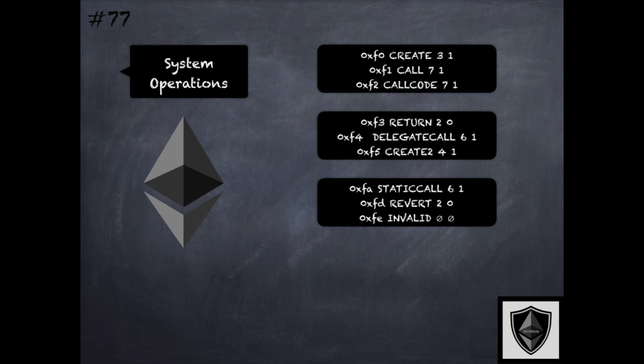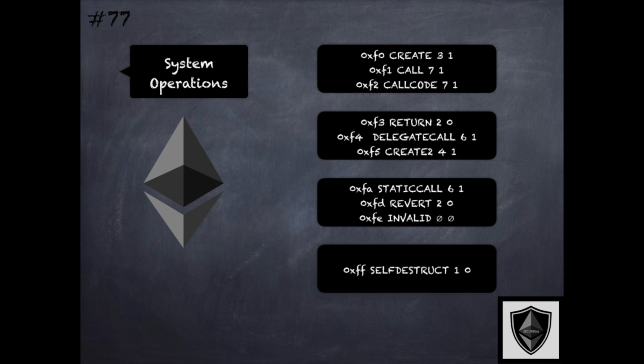The invalid instruction 0xFE is again a special instruction in the EVM. It consumes all the gas that's been supplied as part of the triggering transaction, and it is used in the context of some of the static analysis tools that we'll touch upon in the later modules.